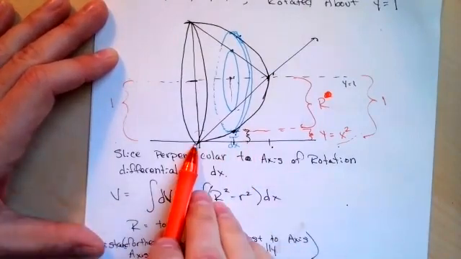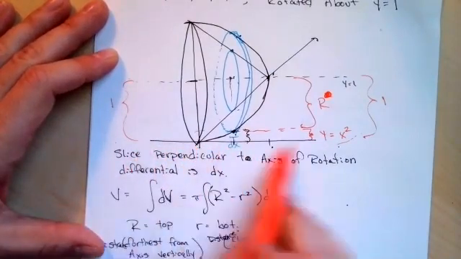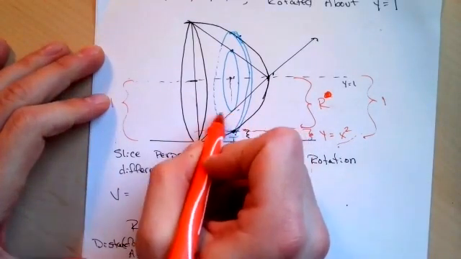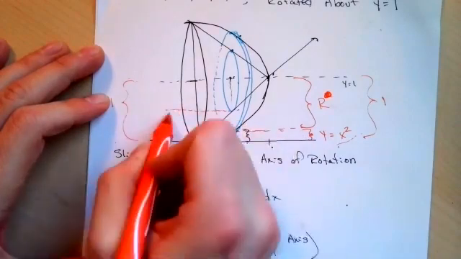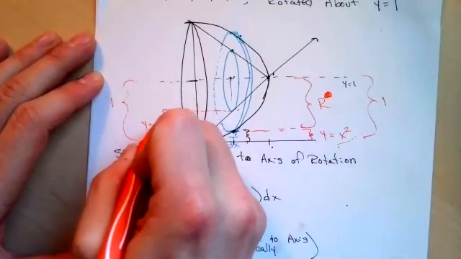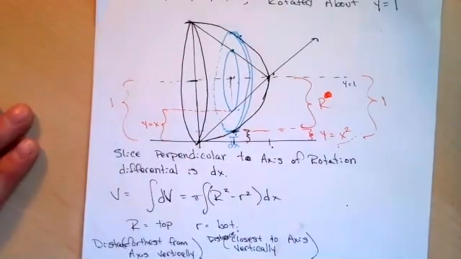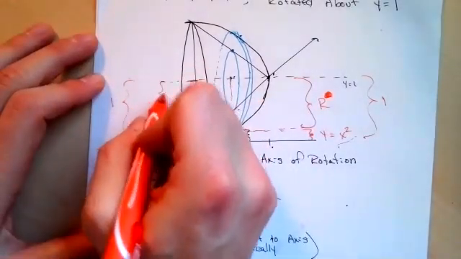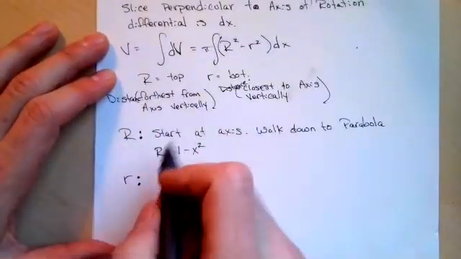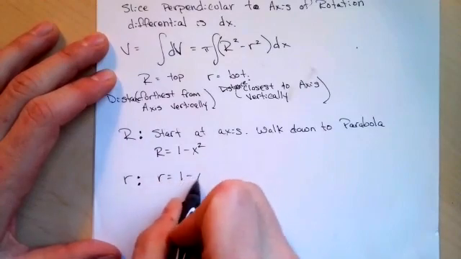The axis of rotation to the axis here, to the axis that defines our equations, right? We're defining things in terms of x. And then this distance is just x. And so our little r here is going to be 1 minus x.